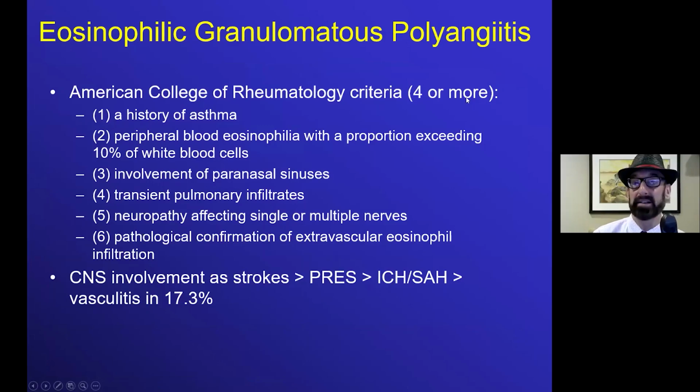So I mentioned the other entity that's associated because it has eosinophils as opposed to neutrophils. And this is eosinophilic granulomatosis with polyangiitis. The American College of Rheumatology says you have to have 4 or more of these manifestations. And it really looks almost like allergic fungal sinusitis from the standpoint of asthma, blood eosinophilia, involvement of the paranasal sinuses, sometimes pulmonary infiltrates, peripheral neuropathy, and extravascular eosinophilic infiltration. Central nervous system involvement is relatively uncommon, with PRES, intracranial hemorrhage, and vasculitis.